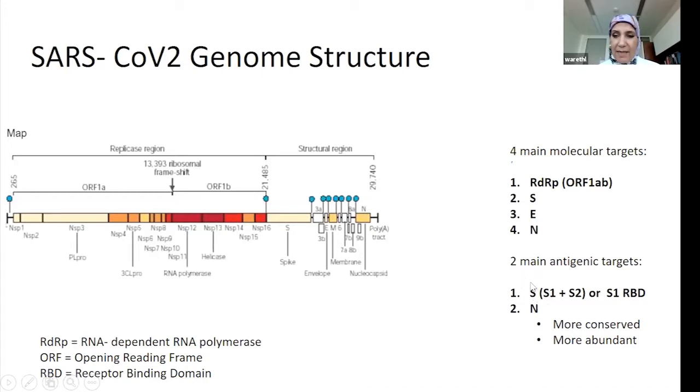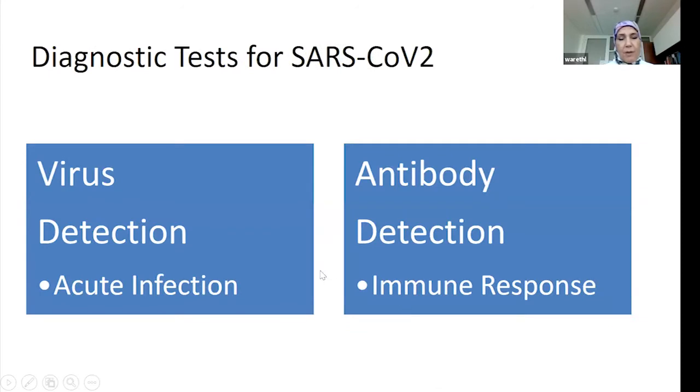However, the S antibodies are the ones we are hoping for when we get the vaccine. These are the antibodies that neutralize the virus as well. So tests for SARS-CoV-2 can be broadly classified into two main groups: either the virus detection itself, and that is mainly for acute infection, or antibody detection, which is for response.